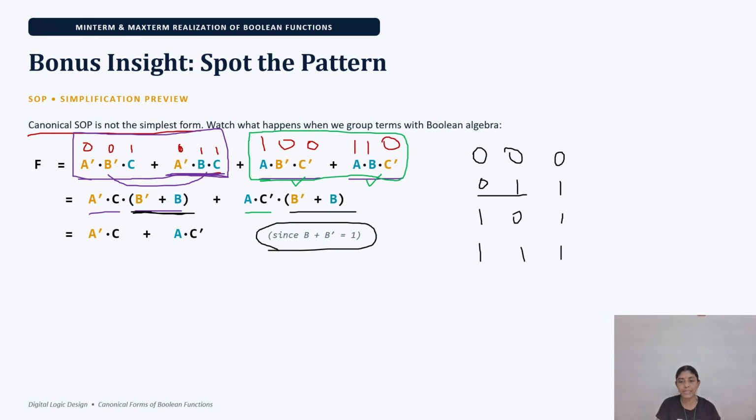What does this 0 represent? 0 means a complemented form, and 1 means an uncomplemented form. So how can I write? I can write it as A dash plus A, which is equal to 1, right? So that is the way I have written here, since B plus B dash is equal to 1. So what will be the available term then? A dash dot C plus A dot C dash. Okay, so A dash dot C plus A dot C dash.